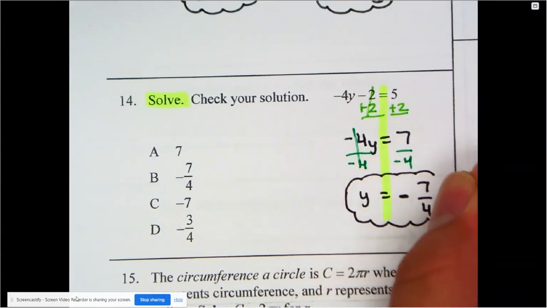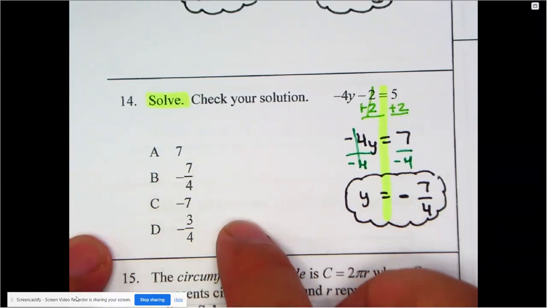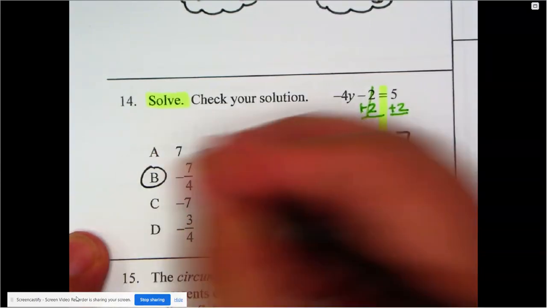But this is what we're warning you about. Yes, on paper, a lot of you are doing it perfectly. And then we look at your word or your answer choice, and you're picking some random stuff. Please pick carefully.